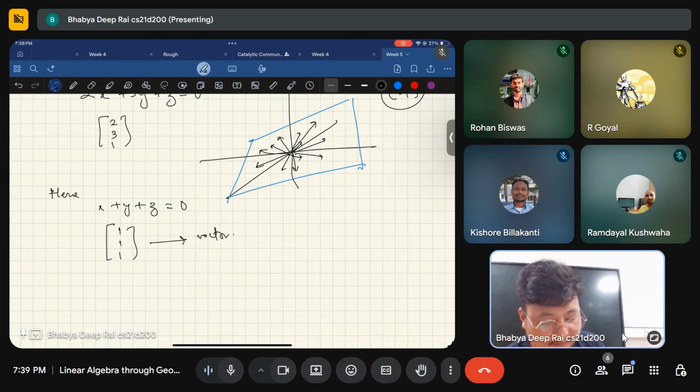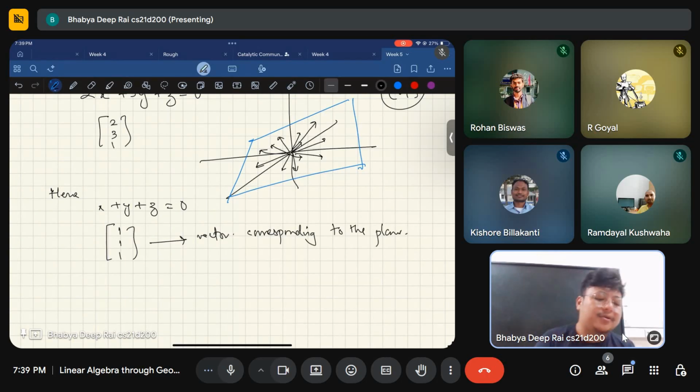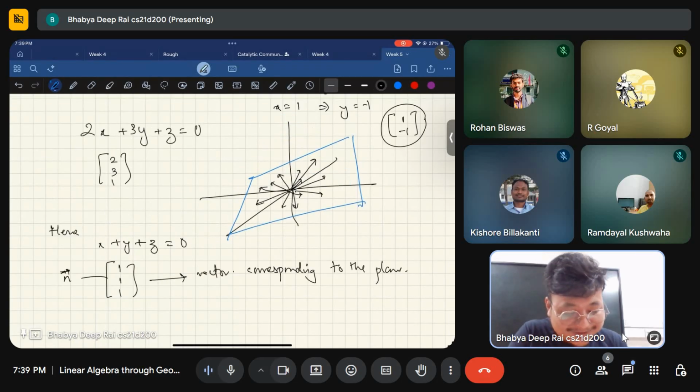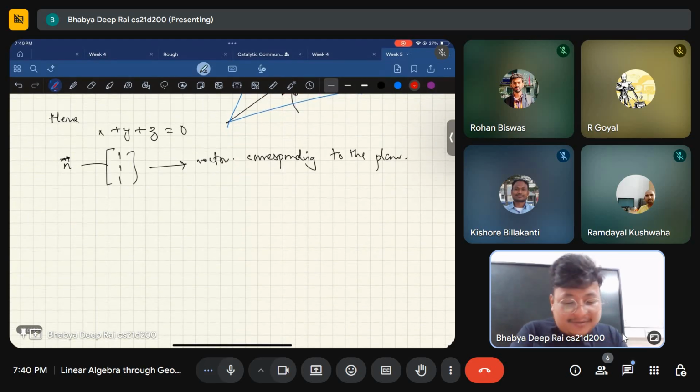Corresponding to the plane. Good. Sorry, not the vector, the normal to the plane. I made a mistake. So you want these normals, because you want to find the orthogonal projection. Okay, this is the normal. Now I think it's a recap for everyone else also.